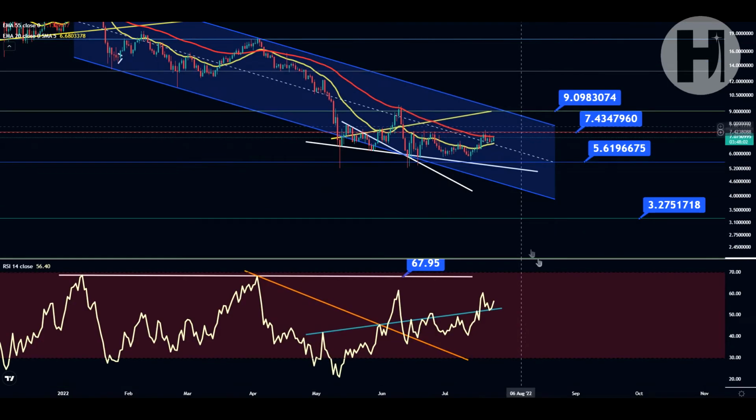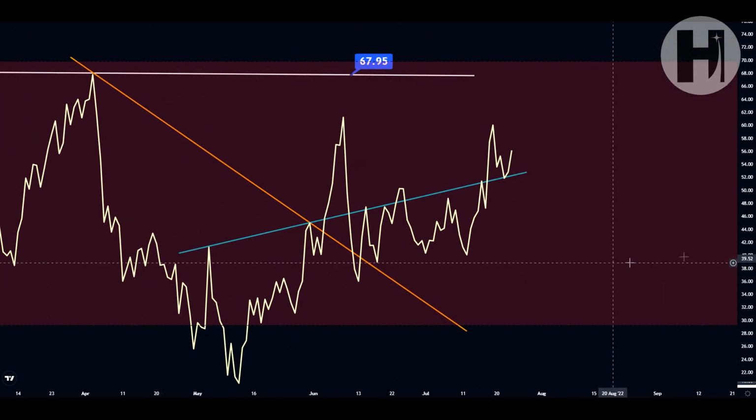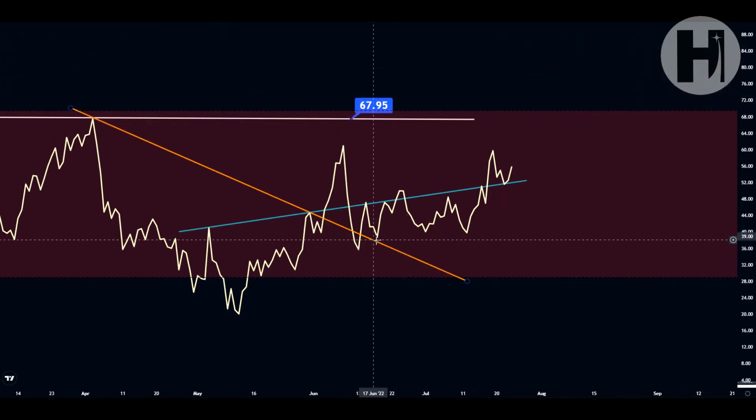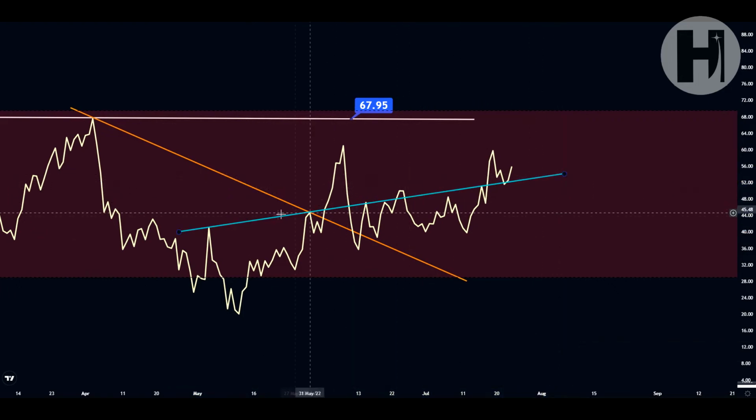So jumping into the daily RSI, as you can see, we broke through the orange line here. We had a nice back test of support, and from there we went on. We broke through this light blue or teal trend line. Teal is the color, basically, for those of you who may be confused by that word. I was too at first.